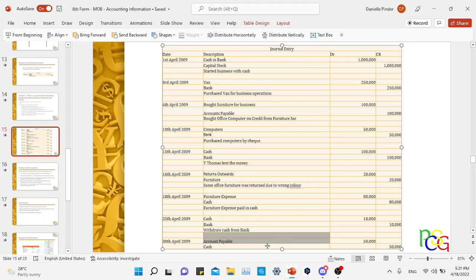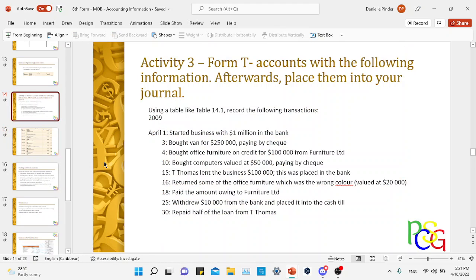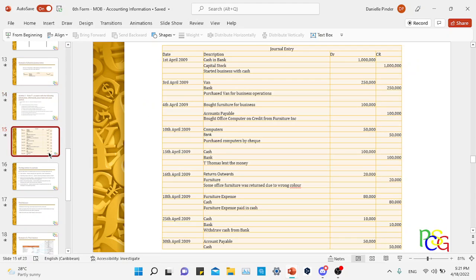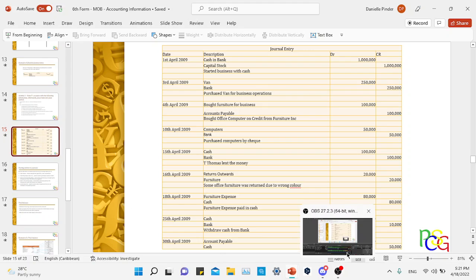So we would debit it, and since we are using our money, because it didn't say anything about a check or a bank, we would have to assume that they're using cash to pay back. They paid off half, and so remember how much.